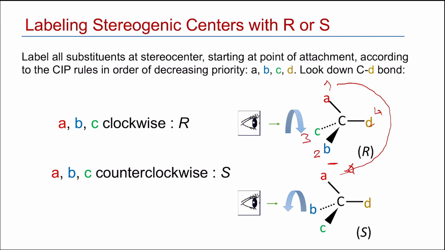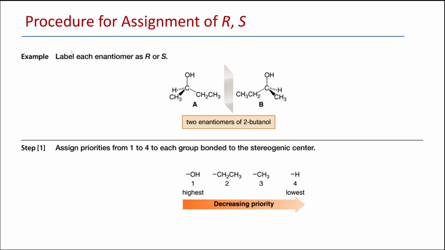So from 1 to 2 to 3, this goes clockwise. If the arrangement goes clockwise from A to B to C, or from 1 to 2 to 3, then we give it the prefix R. So the configuration here is going to be R. Let's have a look at this one. So this is 1, 2, and 3. And the arrangement now goes anti-clockwise or counterclockwise from 1 to 2 to 3. Again, we ignore the fourth one. So this is going to be given as configuration.